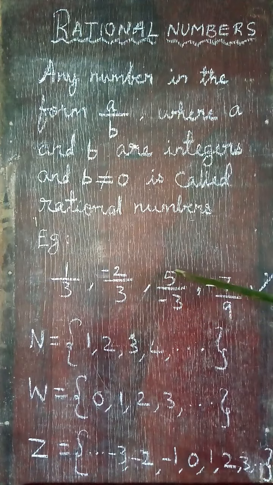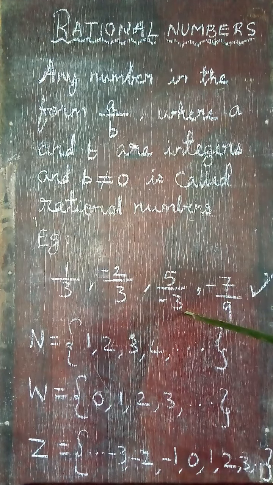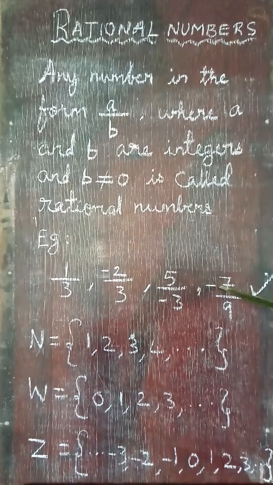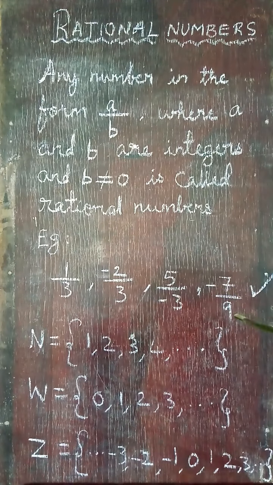5 by minus 3. a by b form. 5 is an integer. Minus 3 is an integer. Then minus 7 by 9. It is also a rational number. Minus 7 is an integer.